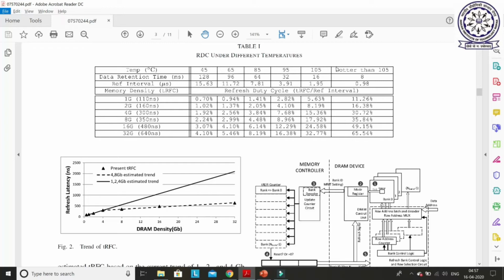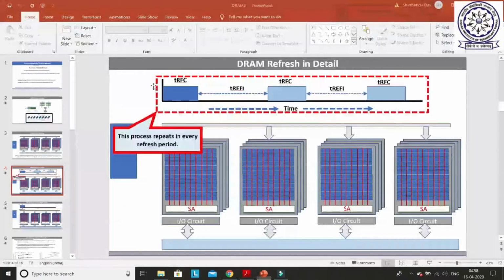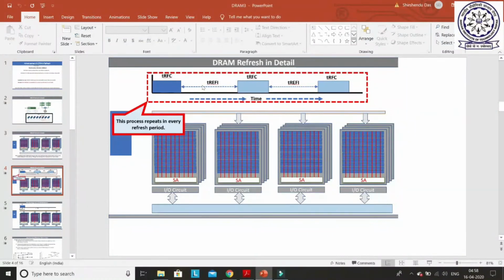Okay, and if it is hotter than 105 degrees centigrade, then the retention time will be even less. That is just 8 millisecond. And if you see, there is a relationship between this retention time and the refresh interval. This refresh interval is this interval, this REFI.